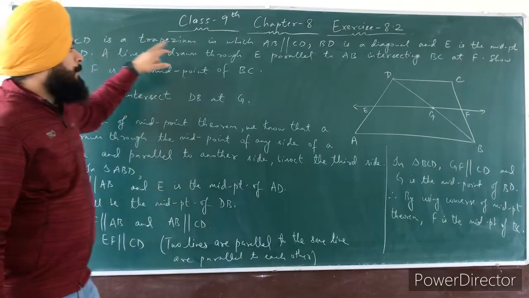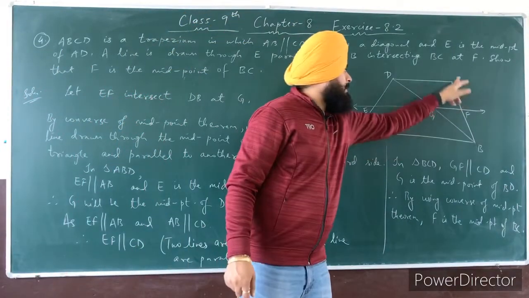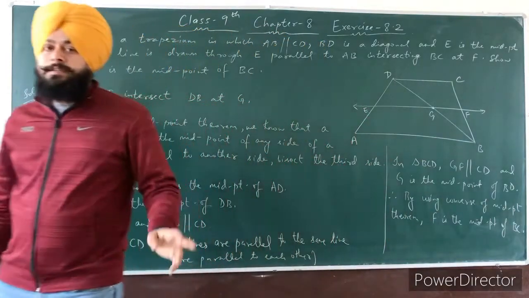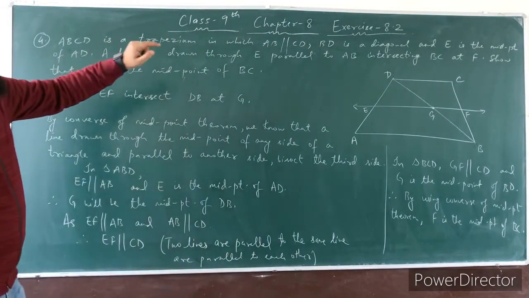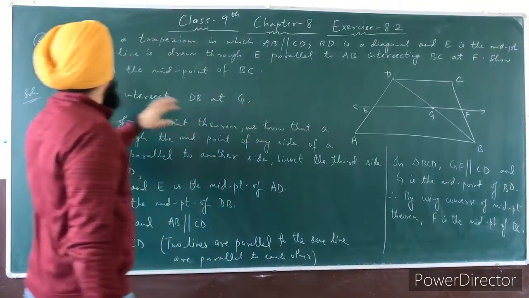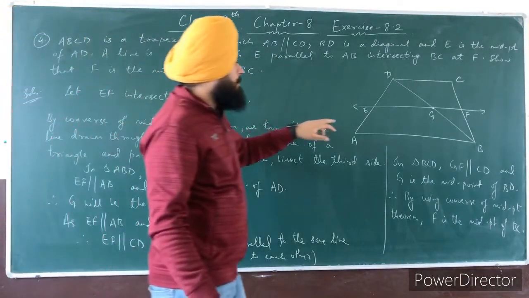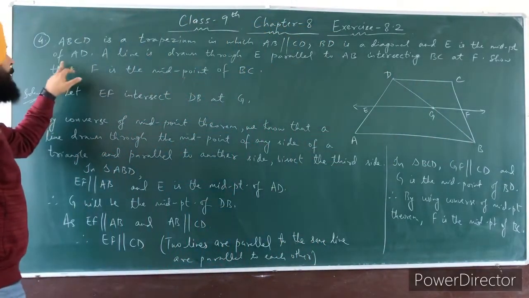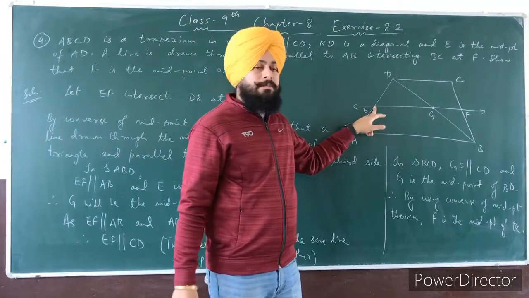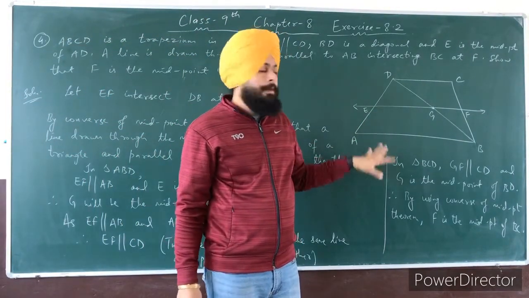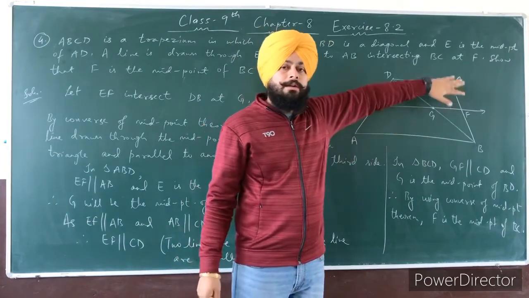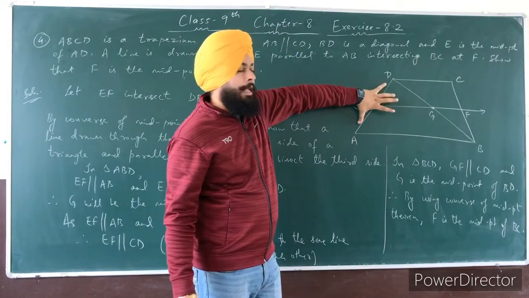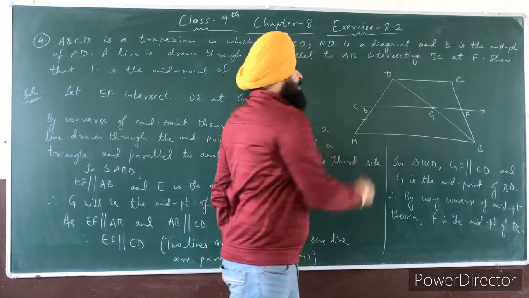ABCD is a trapezium in which AB is parallel to CD, and the other two sides are non-parallel. BD is the diagonal of this trapezium, and E is the midpoint of side AD. Clear? So therefore, AE is half of AD.